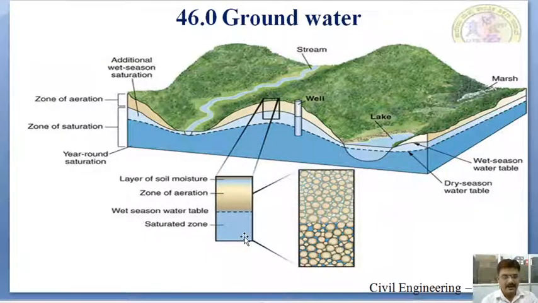And in the zone of aeration, the pressure here will be in terms of the atmospheric pressure, and the zone of aeration is divided into three parts: soil water zone, intermediate zone and capillary fringe. I have told that I will be explaining the capillary fringe in a further slide. Now I will be explaining the capillary fringe.